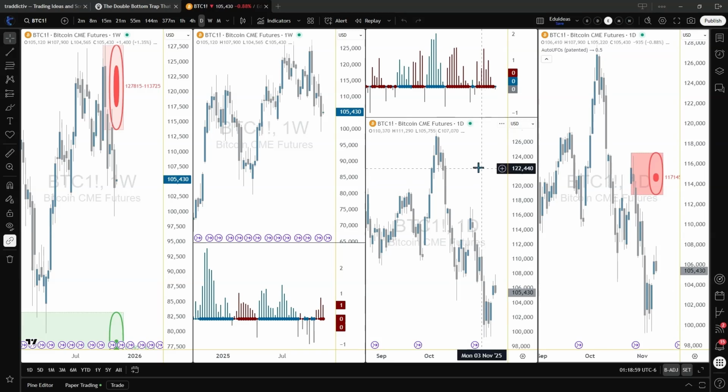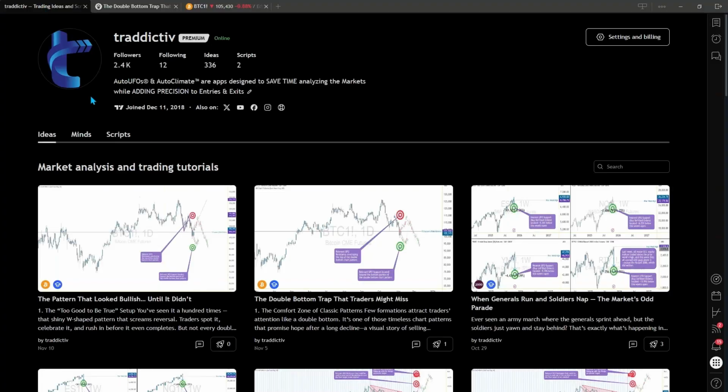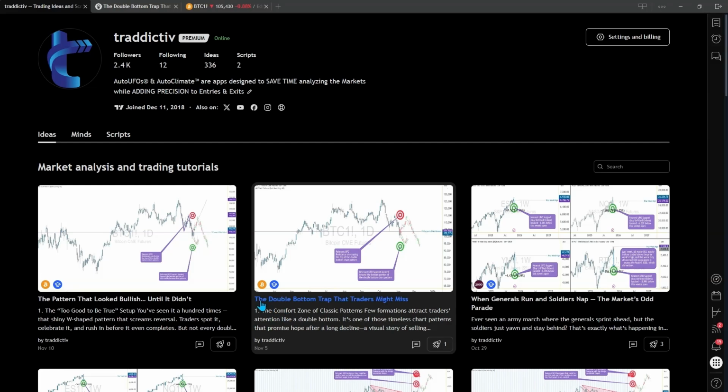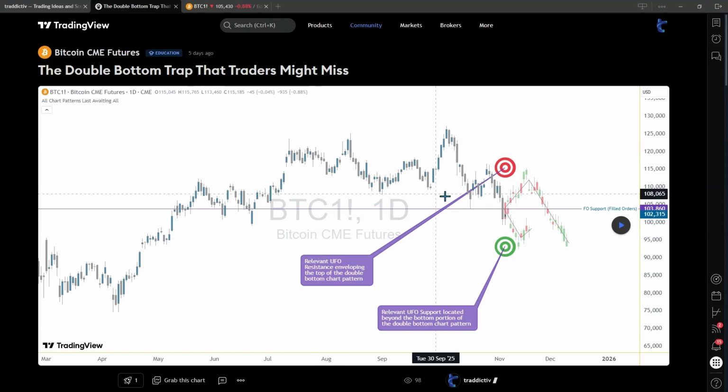So today we are talking about double bottoms, and as you can see on the screen, we are looking at the chart of Bitcoin, more specifically Bitcoin futures. Again, going back to our profile page, you can see the hundreds of articles that have been published. One of the last articles has the title, "The Double Bottom Trap That Traders Might Miss." So here's the article that talks about a specific chart pattern.